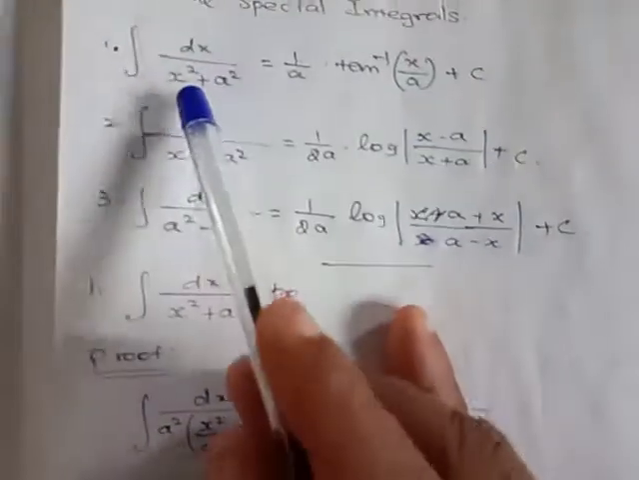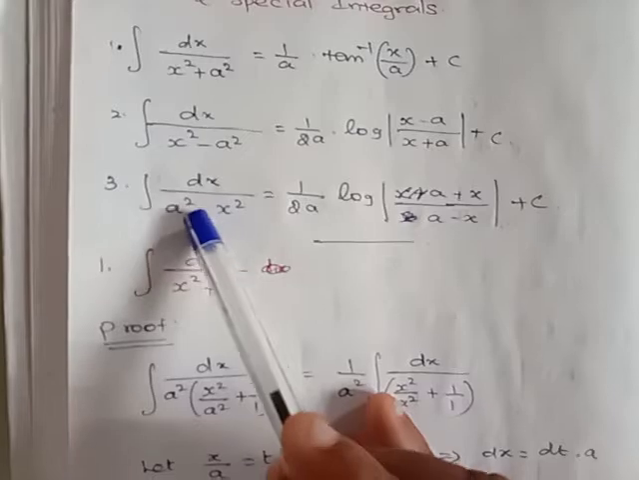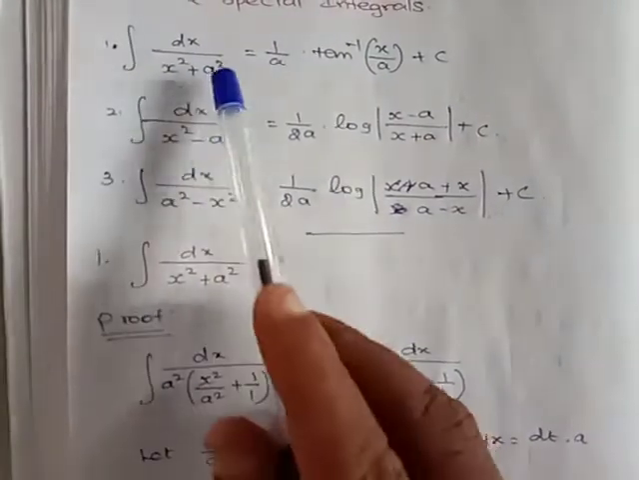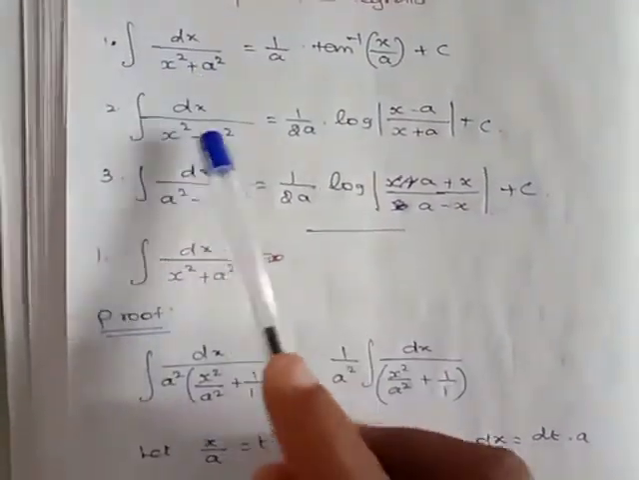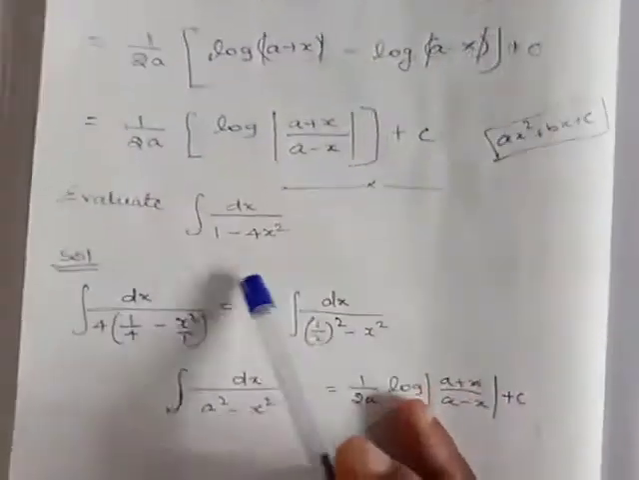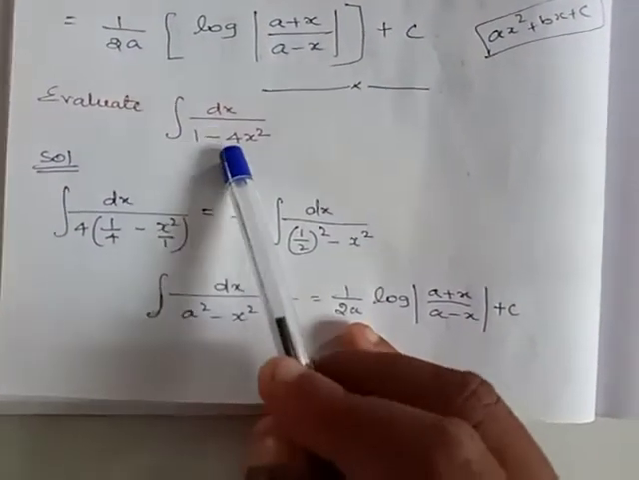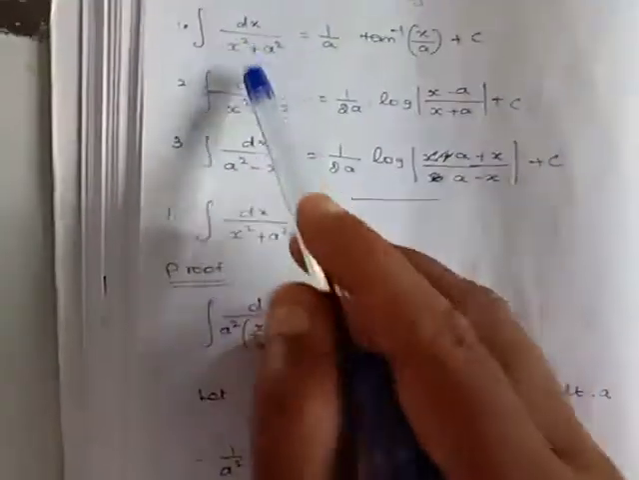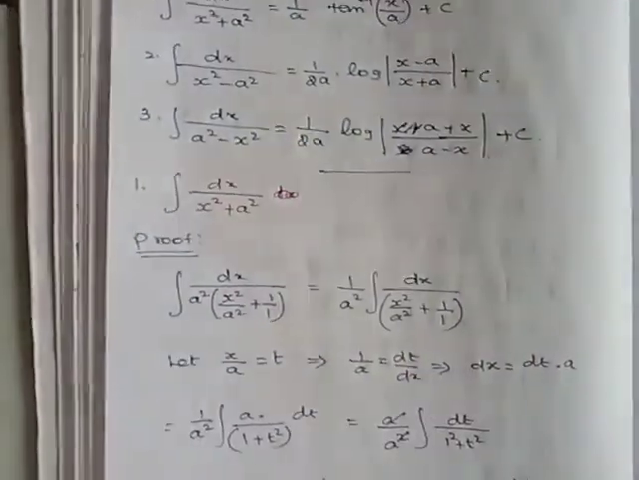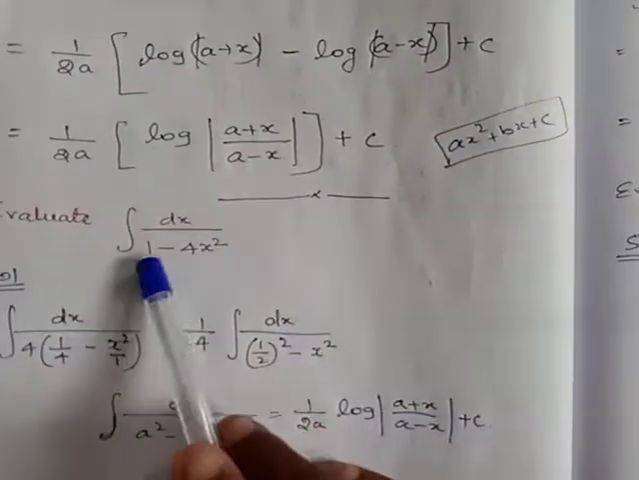Here, if you observe, the middle term will be missing. If you observe all these three formulas, the middle term, that is the coefficient of x term, will be 0. So we have x square and constant, x square and constant, and constant minus x square. So this problem can be easily identified that it can be solved using one of those three formulas, because here also the middle term, that is the coefficient of x, is 0.